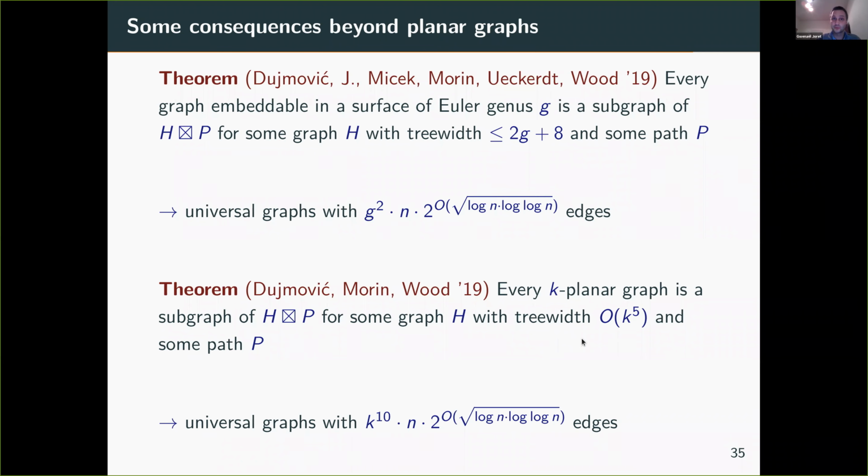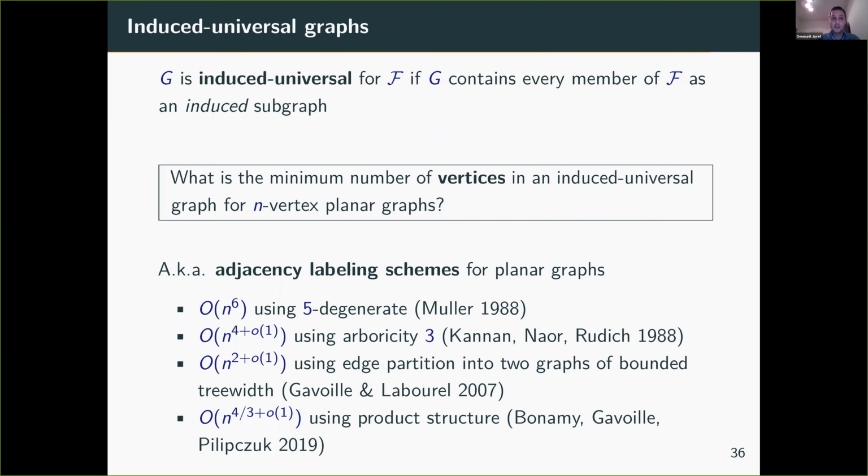I was planning to talk about induced universal graphs. I'm not going to really talk about induced universal graphs at all, and I'm already out of time. So I'm only going to say two words. In that setting, you want to realize the graphs you care about as induced subgraphs. And the problem becomes minimizing the number of vertices, not the number of edges. And this is not trivial because you cannot take a complete graph.